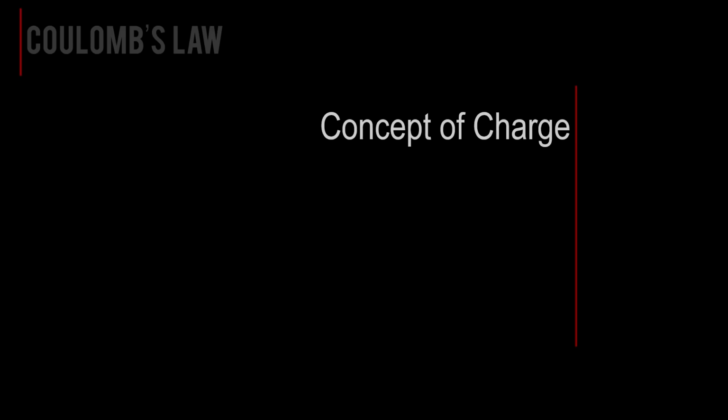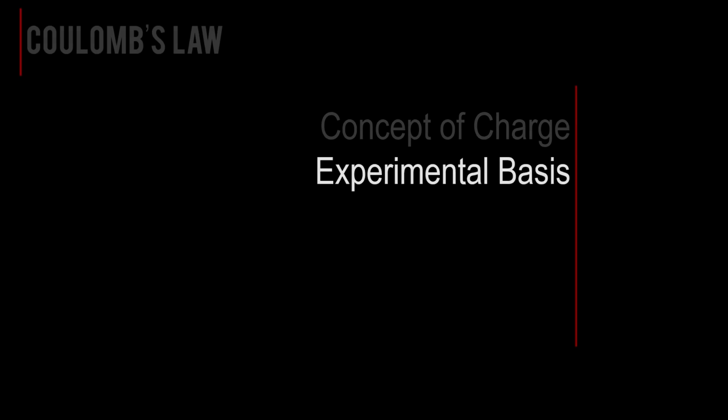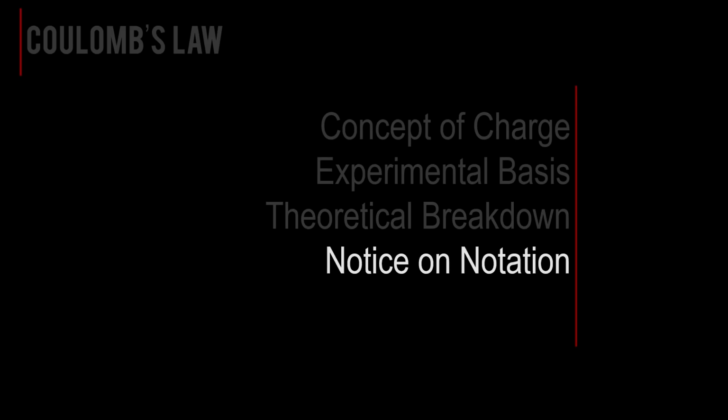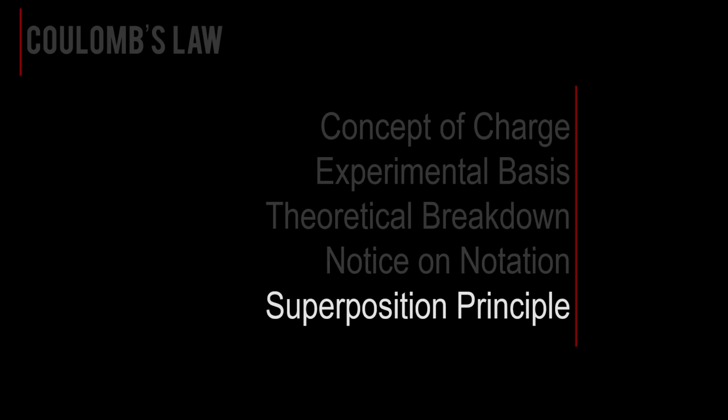This video is all about Coulomb's law. To start with, we're going to define the concept of charge. Then we're going to talk about the experimental basis of Coulomb's law and how it came to be in the first place. Then we're going to do a theoretical breakdown that extends the ideas of the experimental basis to be a little bit more general. Then we're going to take notice of some notation. And finally, we're going to talk about the superposition principle.